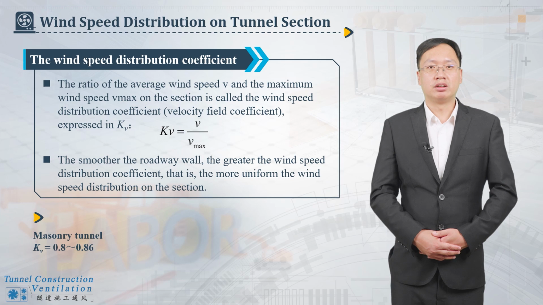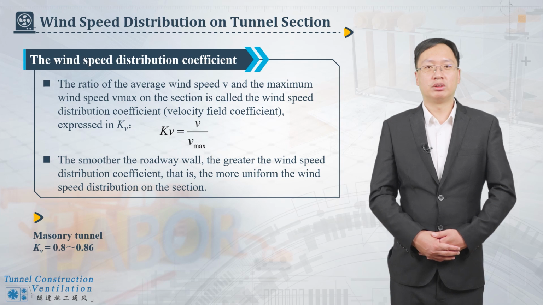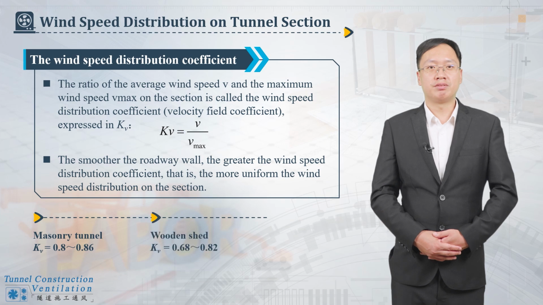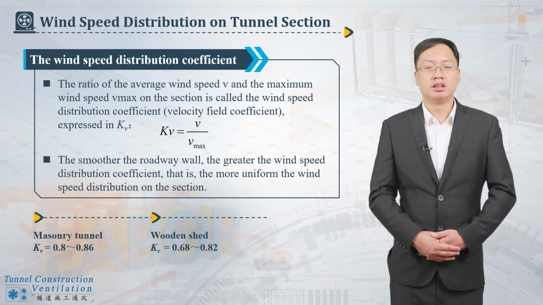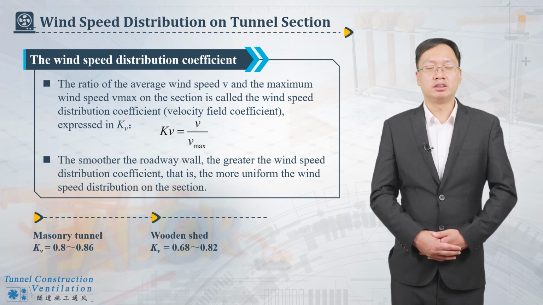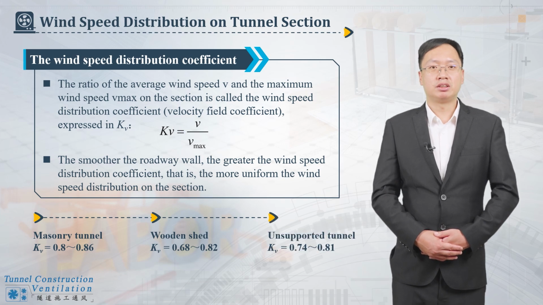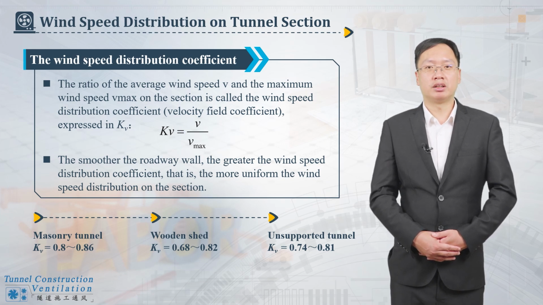For masonry tunnel, the wind speed distribution coefficient is 0.8 to 0.86. The wind speed distribution coefficient of the tunnel supported by wooden shed is 0.68 to 0.82. For the unsupported tunnel, the wind speed distribution coefficient is 0.74 to 0.81.